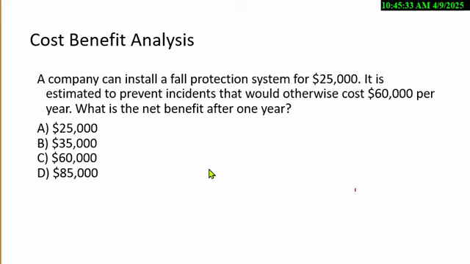Okay. Cost-benefit analysis. This is our last one. This is a little bit tougher. You're going to put a fall protection system in. You're going to prevent incidents of 60,000. What's the net benefit after 1 year? So wait a minute. We're going to spend 25,000 to save 60. That's all you have to think about. What are we going to save in this case? Don't make it any harder than it is. It's like part of the ROI calculation, but it's just the first part.